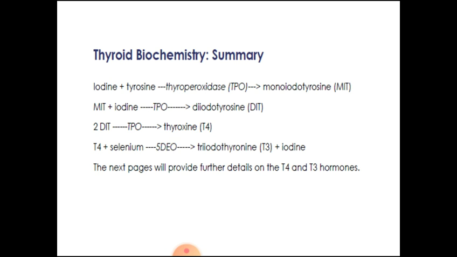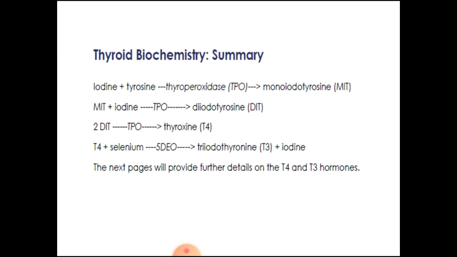So this is the biochemistry summary of iodination. Iodine plus tyrosine, in the presence of the enzyme thyroperoxidase, TPO, forms monoiodotyrosine, MIT. MIT plus iodine, in the presence of TPO, forms diiodotyrosine, DIT. Two DIT in the presence of TPO form thyroxine, T4.